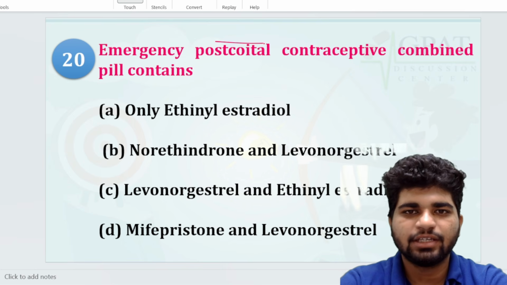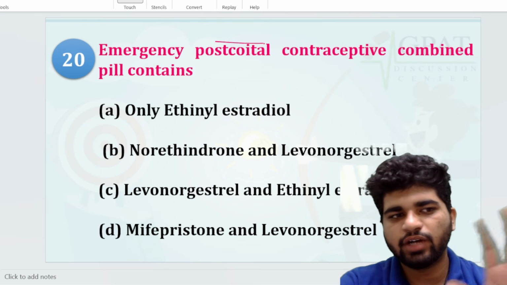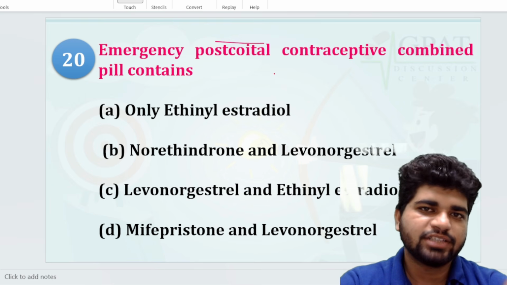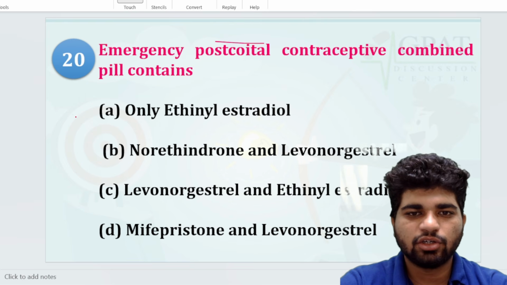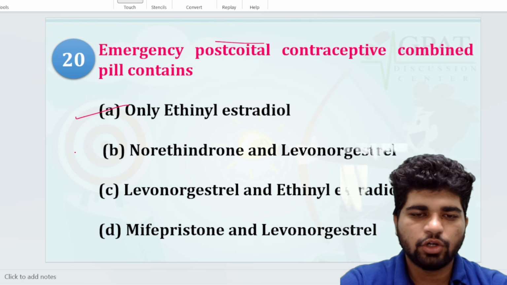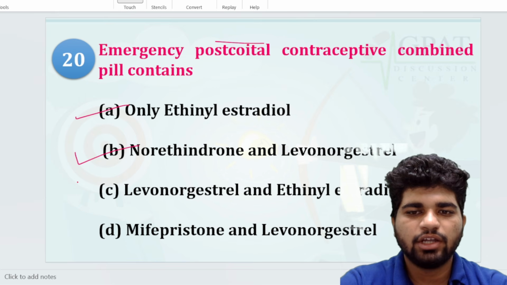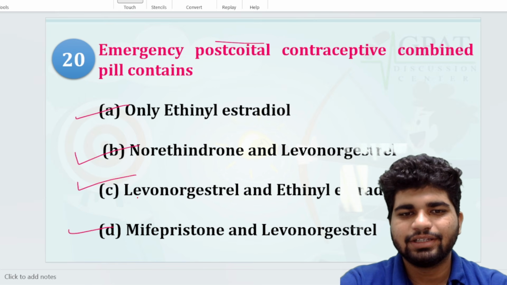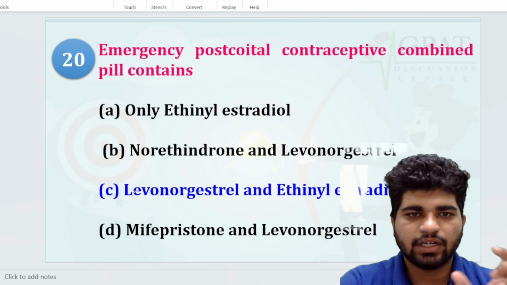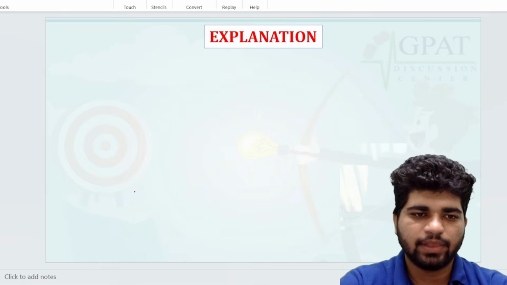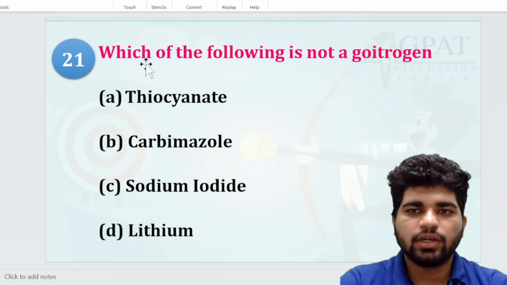Emergency post-coital means you have done the coitus, you have done your intercourse, and after that you want that contraceptive pill, right? So what does that pill contain? Is it only ethinyl estradiol, norethindrone, levonorgestrel, levonorgestrel and ethinyl estradiol, or mifepristone, levonorgestrel? This is going to be your levonorgestrel as well as ethinyl estradiol, which the pill contains, as a contraceptive.